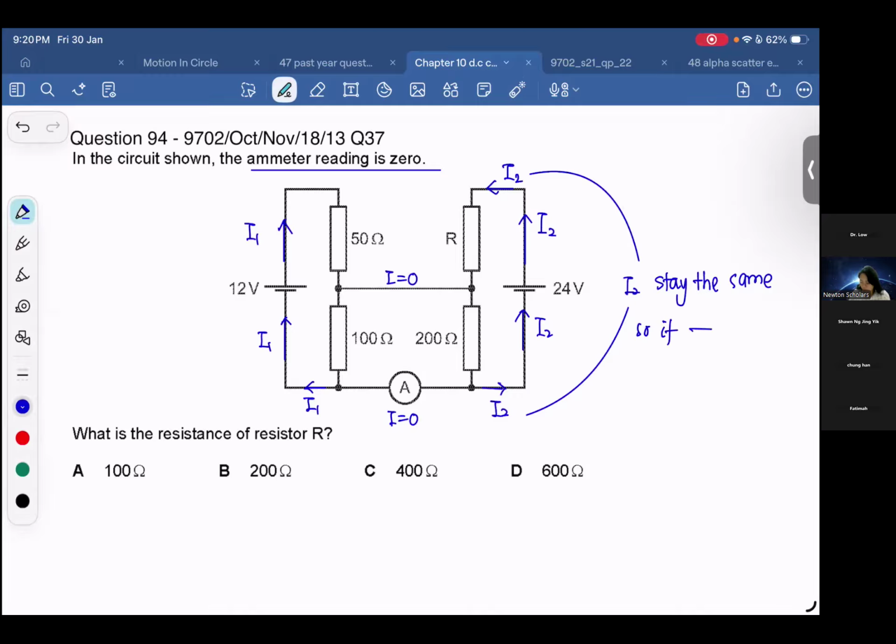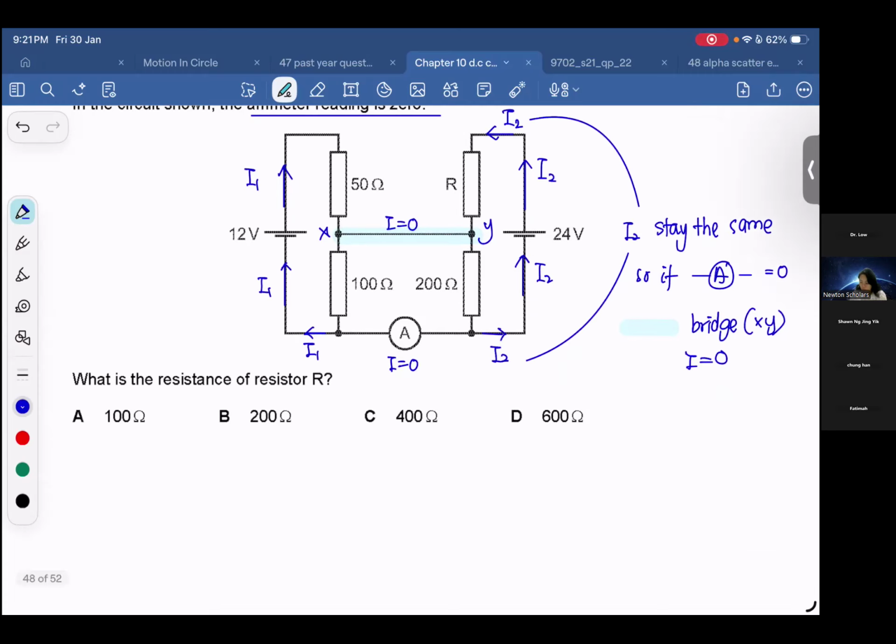So if they tell you that the ammeter equals 0, that means the bridge for this part, I label this one as X, here is Y, should be I equals 0 also. If like this, we only can follow Kirchhoff's first law: into the junction and out of the junction is still the same. Then after that, they're asking you to find your R. That means you need to know this.